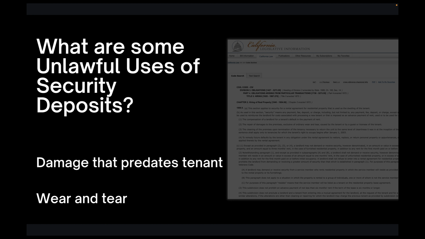So, what are some unlawful uses of security deposits? Well, the owner cannot use the security deposit for damages to the premises that predated the tenant. And also, the owner cannot use the security deposit for ordinary wear and tear, whether the wear and tear pre-existed the tenancy or occurred during the tenancy. And also, the owner cannot use the deposit for the cumulative effects of ordinary wear and tear that may have occurred over one or more tenancies.